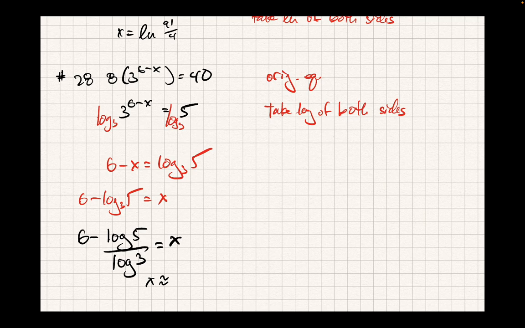I'll do it too. You type it in just to make sure I got it. You got 4.5350. Yeah. Definitely. Yep. So this is change of base. Yeah. Okay. Cool.